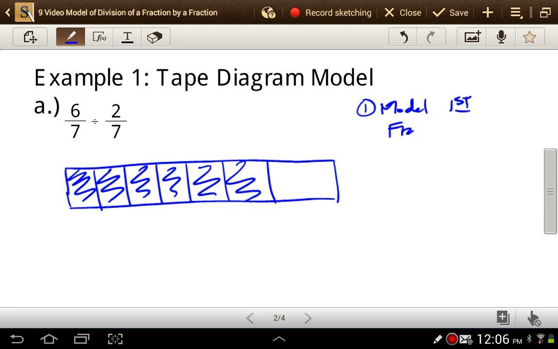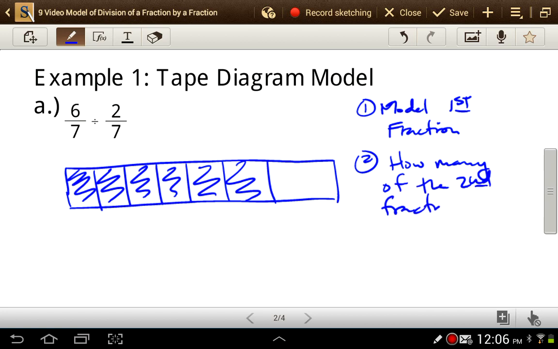In step 2, I see they have like denominators, which is great. That's what makes this problem a lot easier. I'm going to see how many times I can fit 2/7 into the shaded region. Step 2: see how many of the second fraction fit into the shaded region. And that's what division's all about.